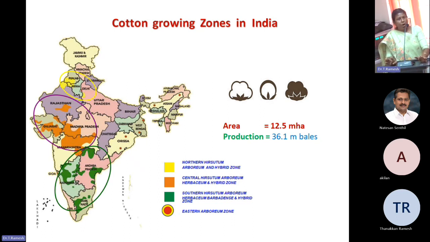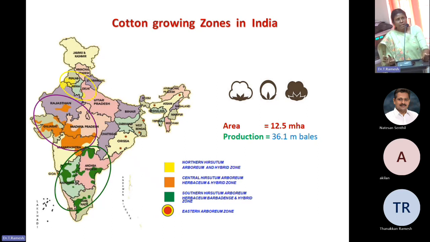We are growing all the four species of cotton, which is our uniqueness. Because of our diversity, all four cultivated species of cotton, arboreum, herbaceum, hirsutum and barbadense, are being grown in our country. Whereas in Egypt they concentrate only on barbadense, and in the US also only one or two species at the most, but we can grow all four species of cotton across India.